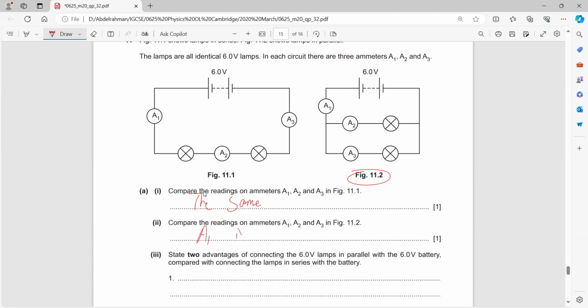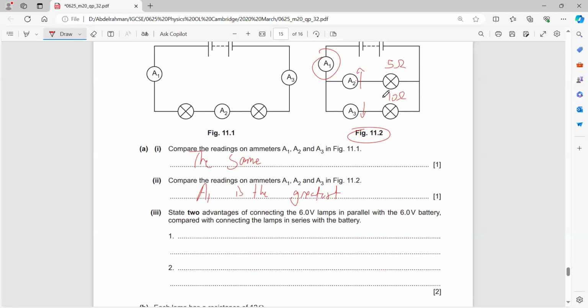A1 is the greatest. Mister, right? What if the resistance in A3 is greater than the resistance in A2, then A2 will be greater, right? For example, if I have 5 ohms and 10 ohms, then the current in A2 will be greater than the current in A3. Yes, but definitely A1 will still be the largest reading in this circuit. Okay.